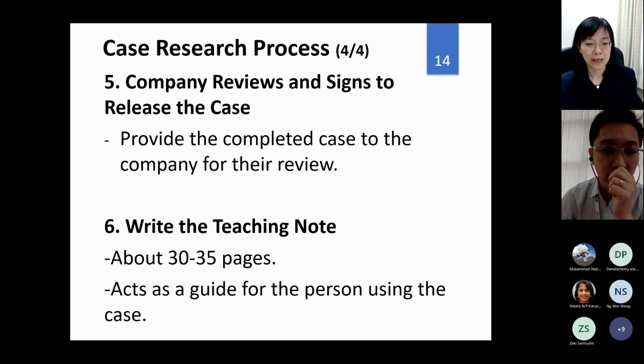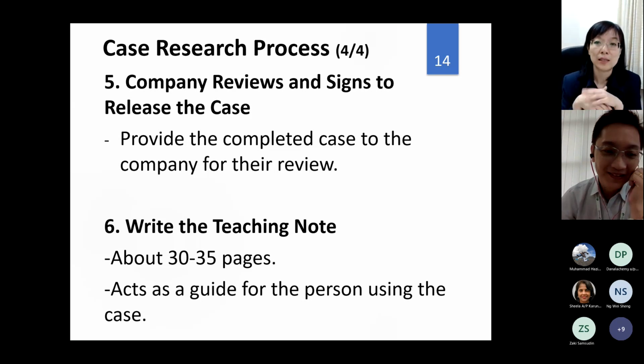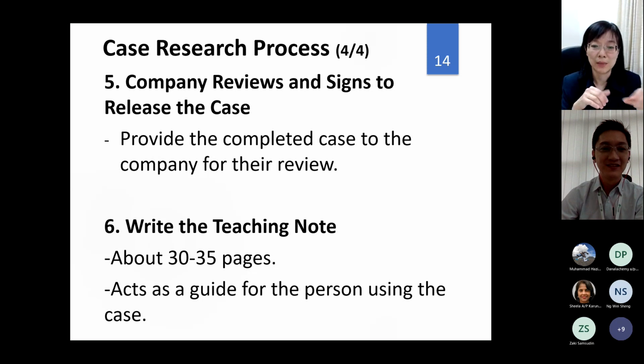Okay, then the last step is to write the teaching note. So the teaching note is actually as important as your main case, because journals have been known to reject a case because of a very poorly written teaching note. So a teaching note is as important as the main case itself, right? And this is usually about 30 to 35 pages. Never ever think that a teaching note of 1 page is sufficient. No. Journals will definitely reject. See, Mr. William also said, cannot.